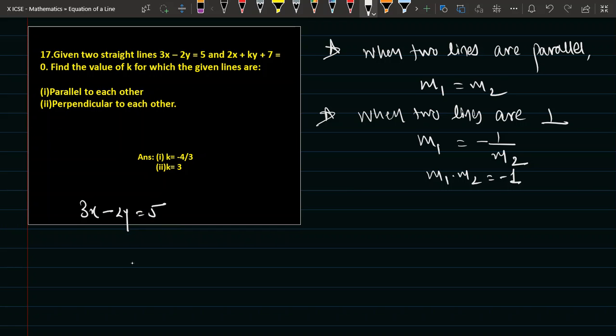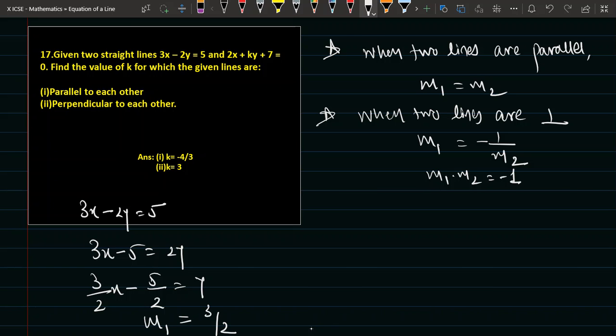What is the slope of this line? If I want to find the slope of this line, I need to first convert it into the form of y is equal to mx plus c. So it will be 3x minus 5 is equal to 2y, or 3 by 2 x minus 5 by 2 is equal to y. So that means the slope here for the first line, which is m1, is 3 by 2. Slope is 3 by 2.